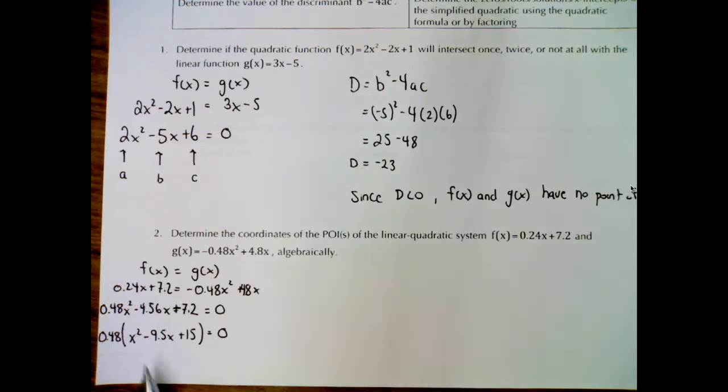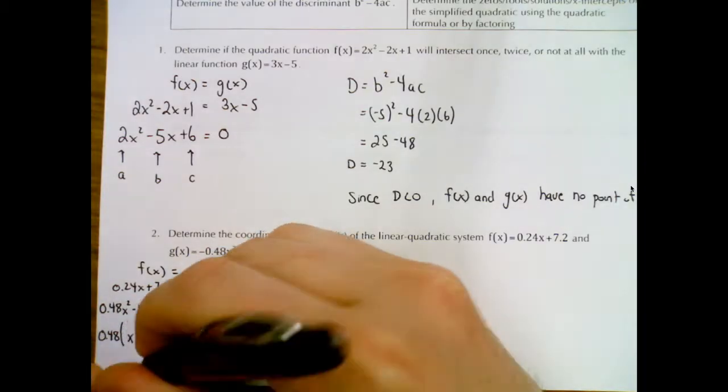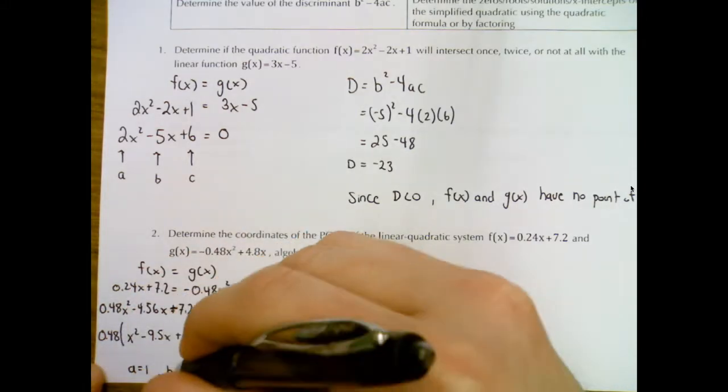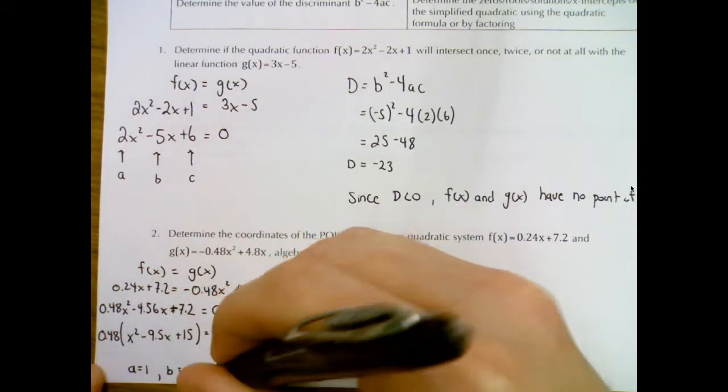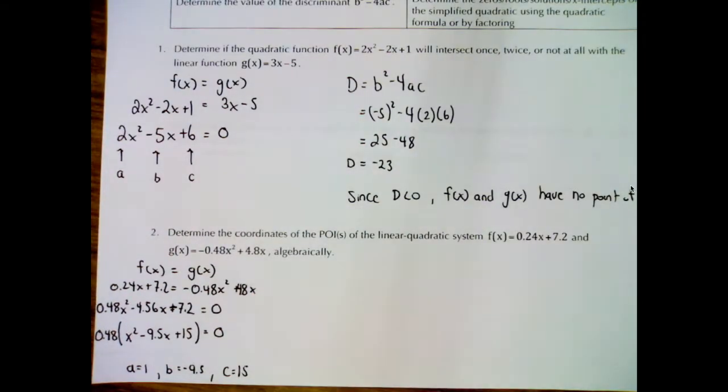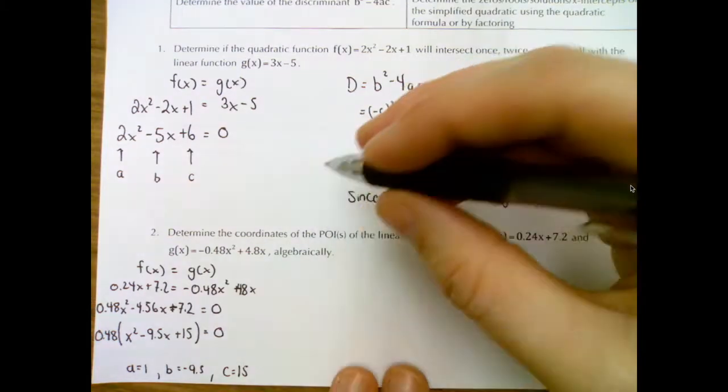So even though it's factorable, I'll show you the quadratic formula step, but I'm going to use the a, b, and c from here. So for a, I'm going to use 1 because the coefficient on x squared is 1. For b, I'm going to use negative 9.5. And for c, I'm going to use 15. So let's use the quadratic formula, even though we know it's factorable.